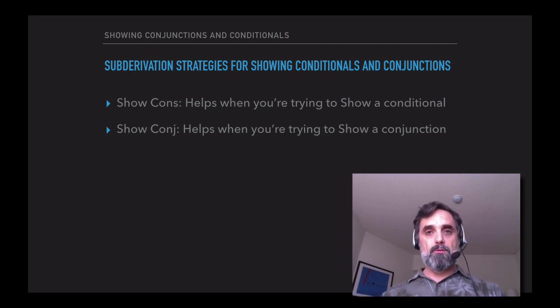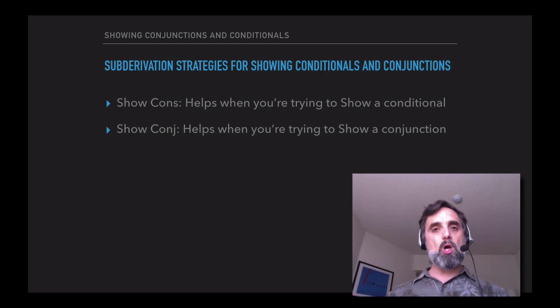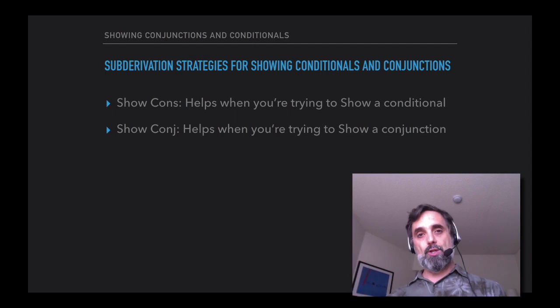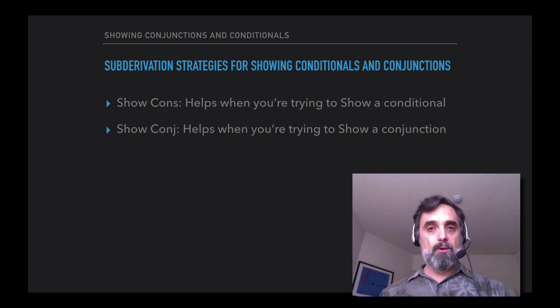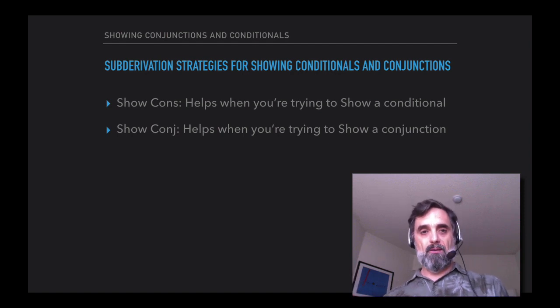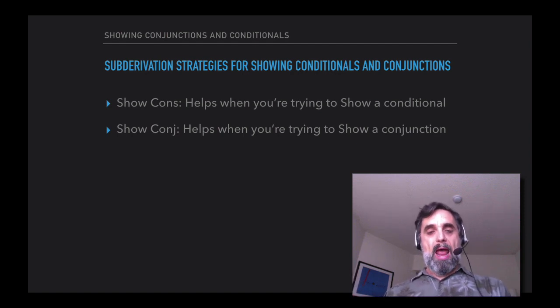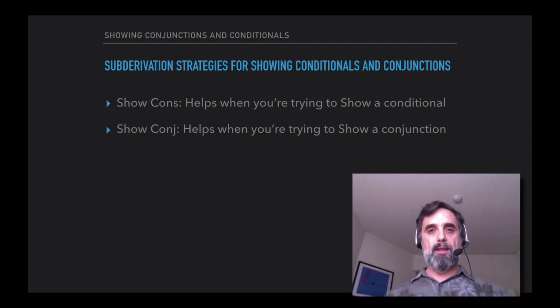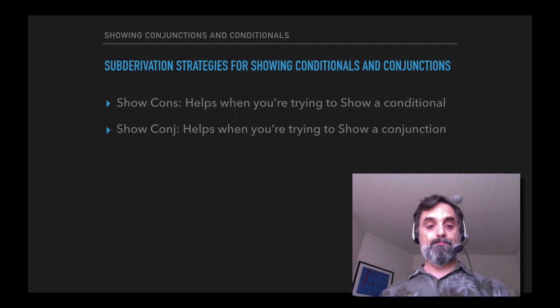So the first strategy we're going to learn about, and we'll learn about that in the rest of this video, is called show cons, and we'll see what that is. But you use this when you're trying to show a conditional. When you already have a show line and it's a conditional, then show cons is a good subderivation to do. The other kind of subderivation, and we'll learn about that in the second video, is called show conj, and that's helpful for when you're trying to show a conjunction. So in this video, we're going to learn about show cons. So let's actually go ahead and see how it's used.